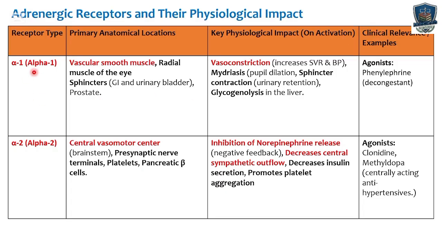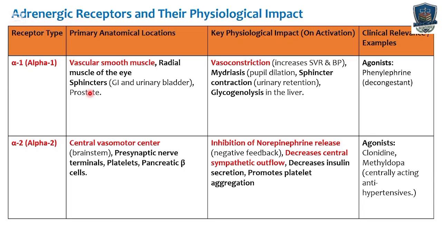So in our first row, we have alpha 1. Alpha 1 receptors are always found on the vascular smooth muscle, and their impact on vascular smooth muscle is always vasoconstriction. Apart from vascular smooth muscle, they may also be found in the radial muscles of the eye, on the sphincters in the GI tract and the urinary bladder, and also on the prostate.